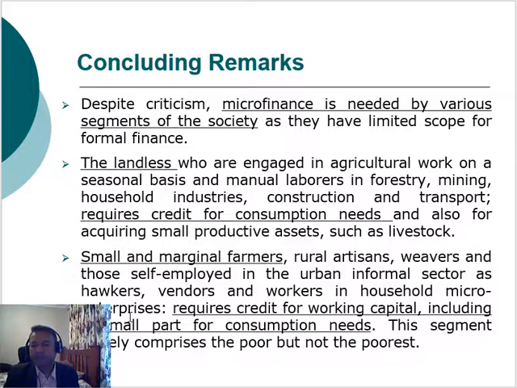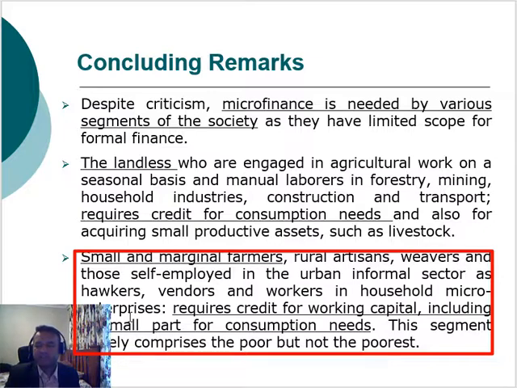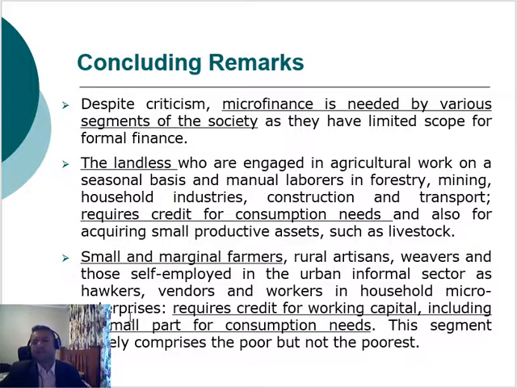The borrowers engaged in agriculture work on a seasonal basis, and the manual laborers in forestry, mining or several other industries, require credit for their consumption needs, and also a small loan so that they can start their own business. Small and marginal farmers require credit for working capital as well. That is why the microfinance industry could be the only institution which can serve these poor people, whose income is between $365 a year and $2,500. These vulnerable people, about 4 billion in the world, do not have any other institution to go to. So microfinance institutions can provide the services.